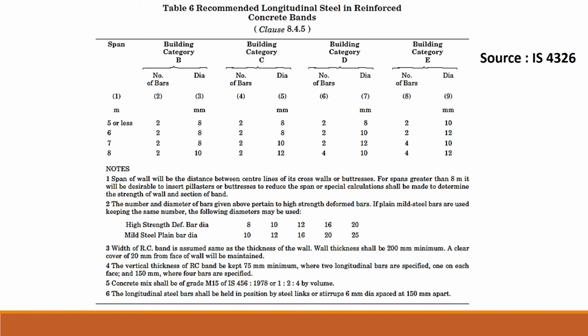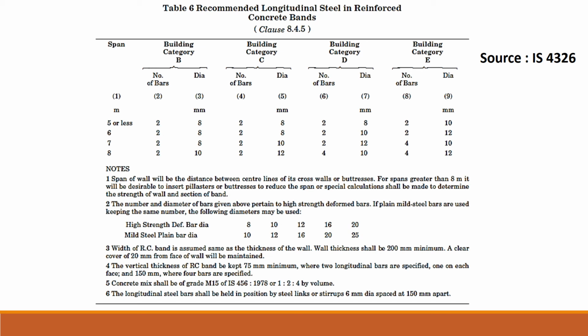In the table, what you can observe is that for building category B, for a span of the band being 5 meter or less, the number of bars has to be 2 with a dia of 8 mm, but with the span being around 8 meter, the dia of the bars increases to 10 mm with the same number of 2.